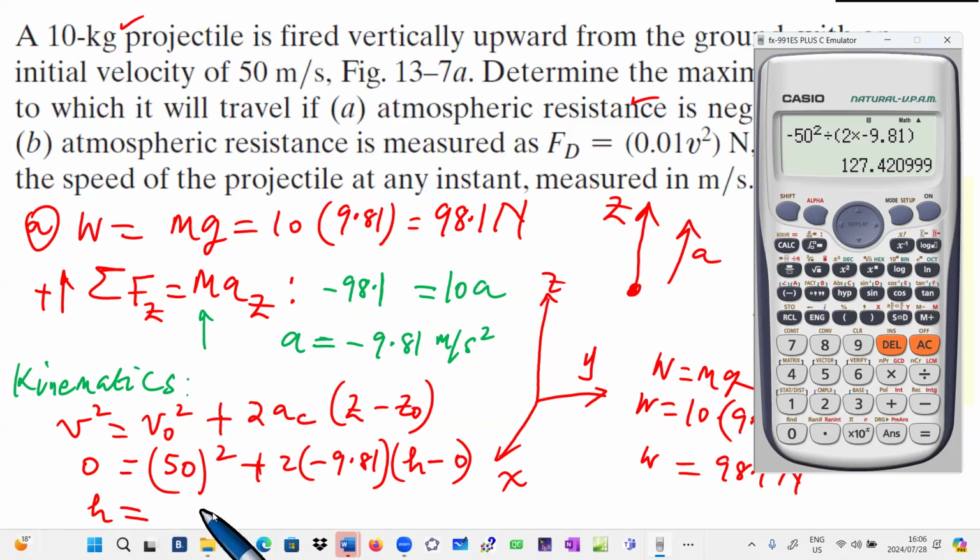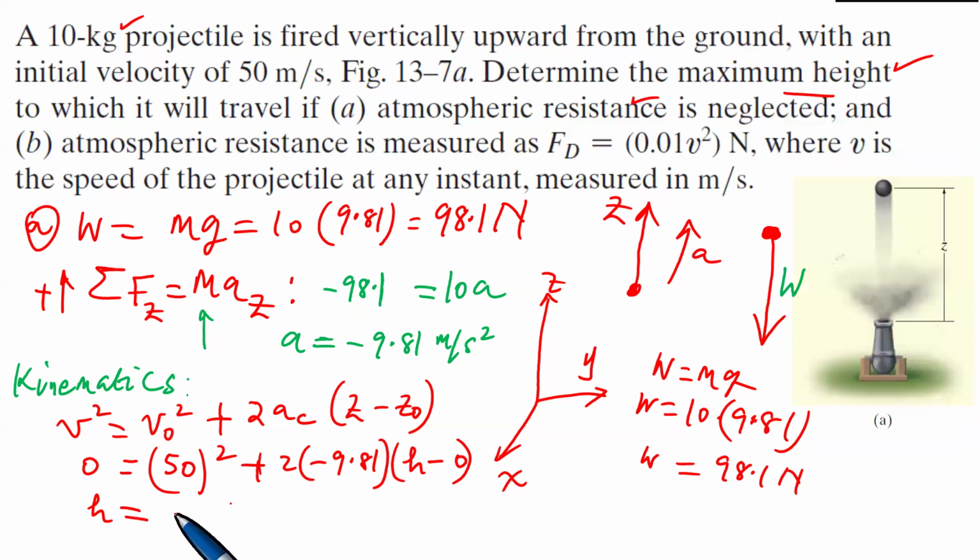127.42. Right, so we're getting exactly 127.42, so you can take it as 127 meters. Okay, we rounded off to the nearest unit. So it's actually 127 meters. So we are really saying we have to determine the maximum height to which it will travel if atmospheric resistance is neglected. That is the situation.